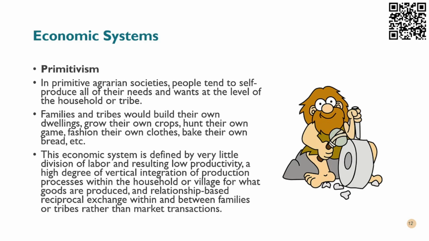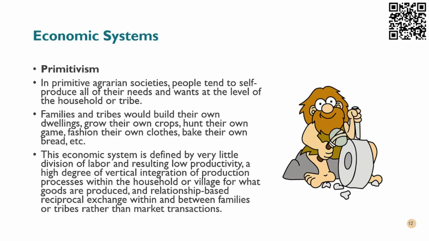In primitive agrarian societies, people tend to self-produce all of their needs and wants at the level of the household or tribe. Families and tribes would build their own dwellings, grow their own crops, hunt their own game, fashion their own clothes, and bake their own bread.